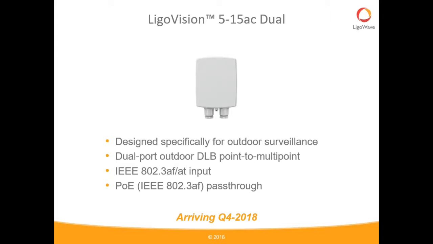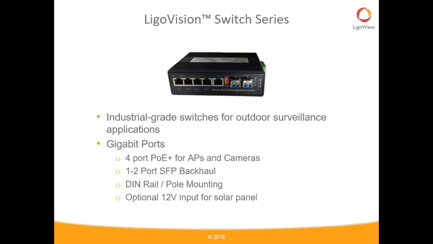Now, one of the things that we have coming out, probably late this quarter or early next quarter, is the 515 AC Dual. This is a product that's based on the 515 AC, but it is specifically designed for outdoor surveillance. It's a dual port outdoor point-to-multipoint product, and it uses standard IEEE 802.3 AF/AT as an input and has PoE pass-through, which means that you could plug a camera directly into it without needing a separate injector for the camera. So we'll expect to see that around the end of this quarter, beginning of next quarter.